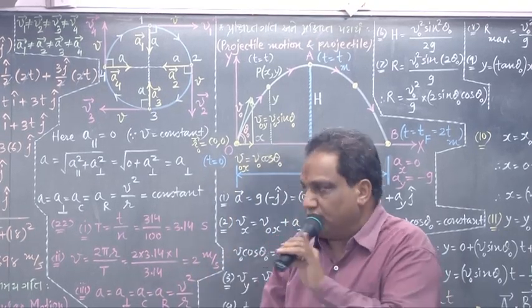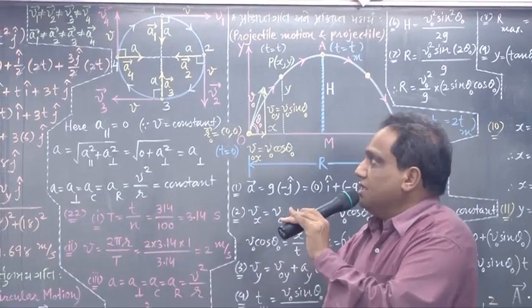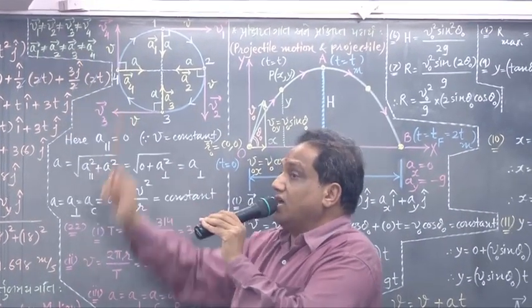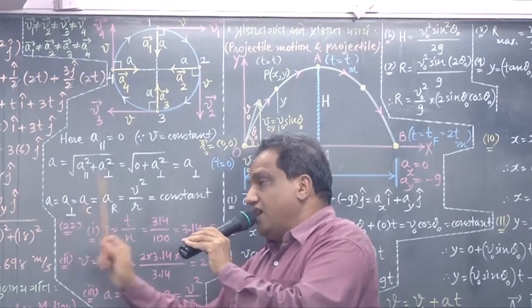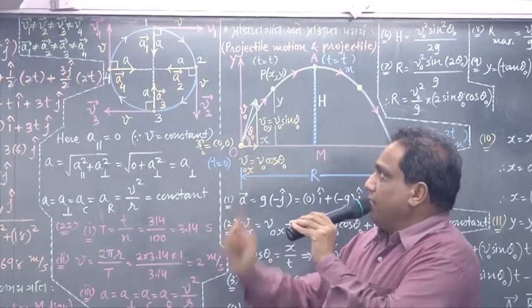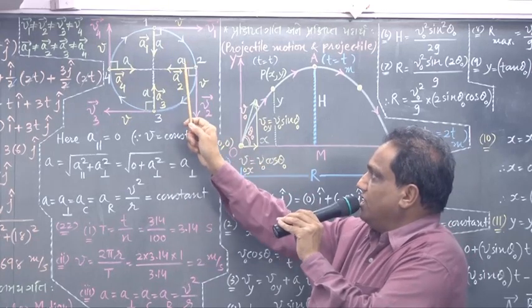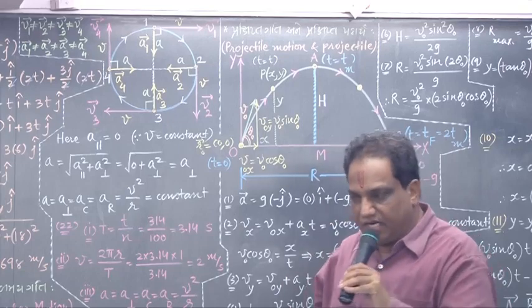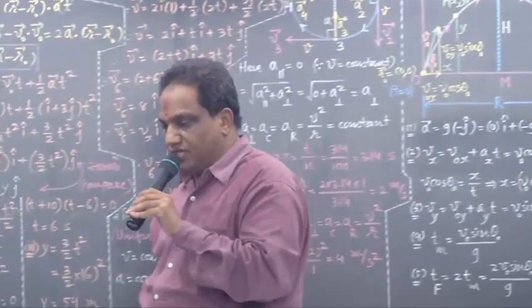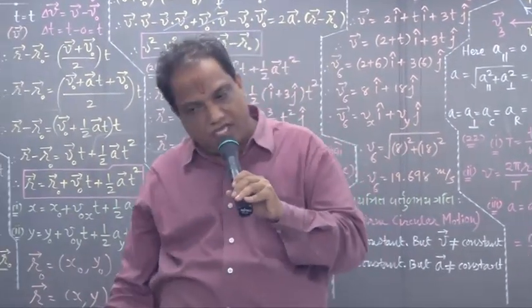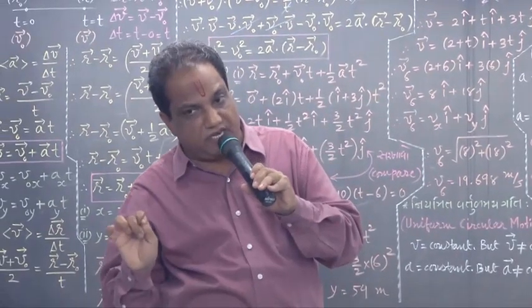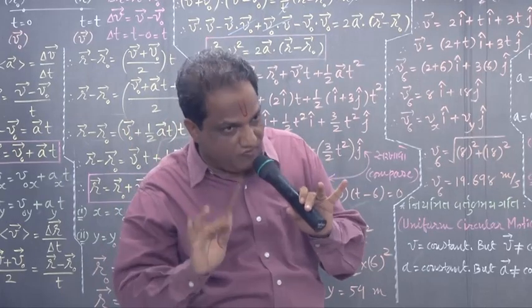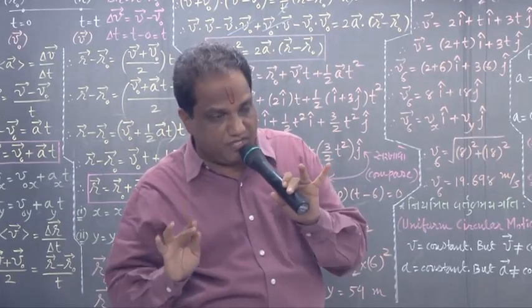No doubt, the magnitude of acceleration is constant. That's why it is written here: vector A1 is not equal to vector A2, is not equal to vector A3, is not equal to vector A4. But the magnitude A remains constant, so here also A, here also A. Correct? And what is the formula for that acceleration? v square upon r, where v is the constant speed and r is the radius of the circular path. Simple. Based upon this small formula, there is one separate sum given in the textbook.